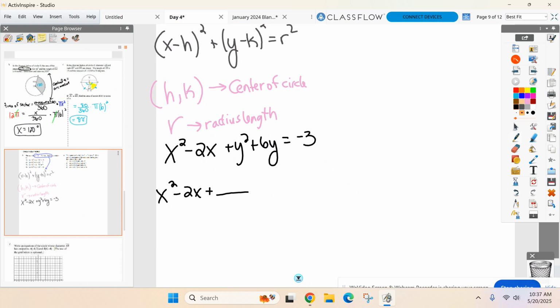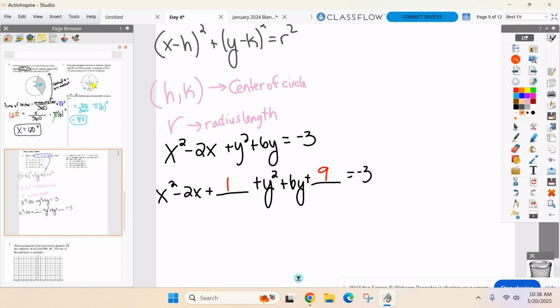Square it. Take your b value, which is negative 2, cut it in half, and square it. So do that in your head there. Cut negative 2 in half, you get negative 1. Square it, you get positive 1. So there's my new c value on the x's. And now take 6 for the y's and do the same thing. Cut it in half and square it. End up with 9, yep.